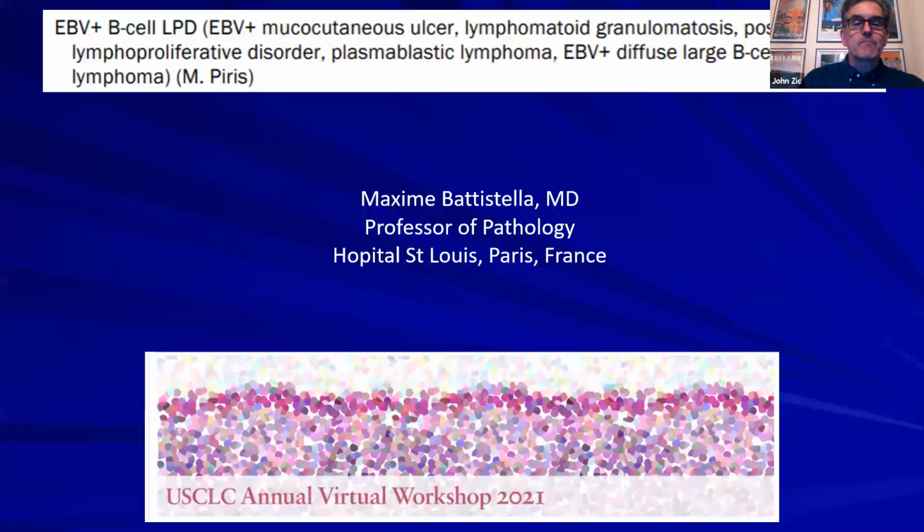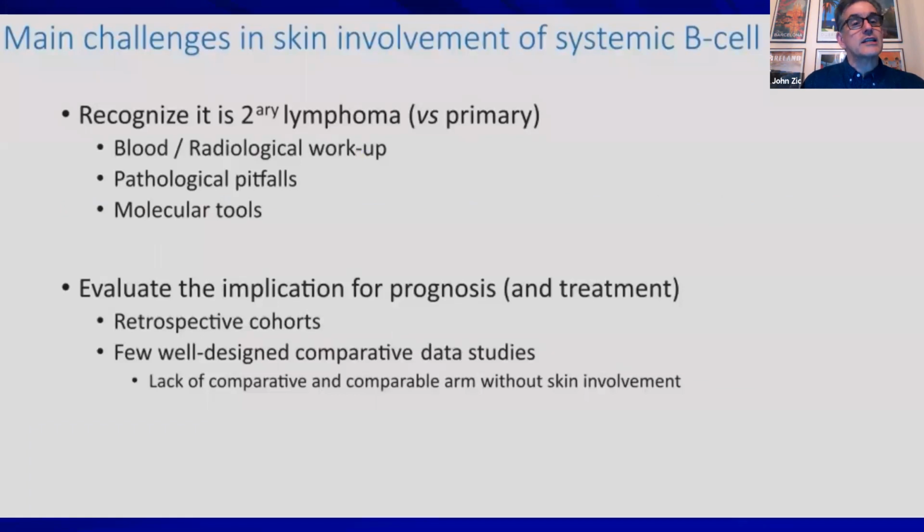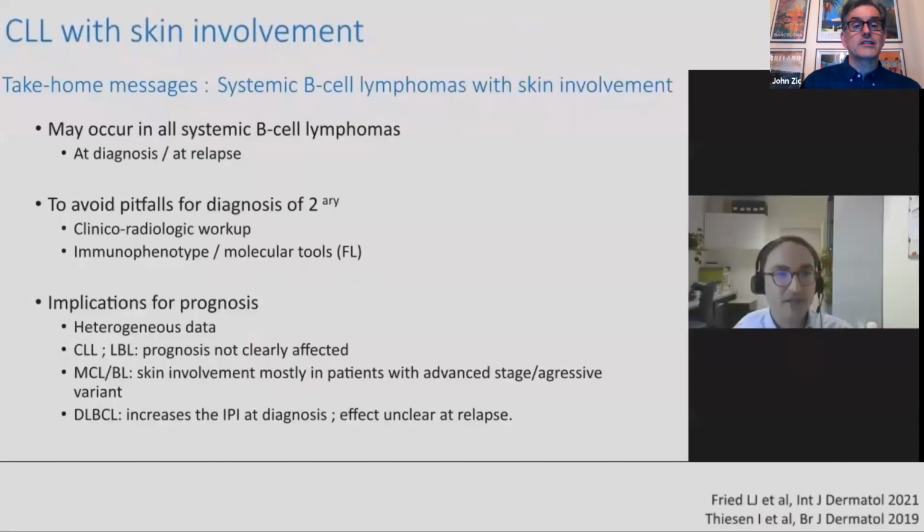And then finally, I'm going to talk very briefly about Maxime Battistella, who's professor of pathology at Hôpital Saint-Louis in Paris, France. And he talked about systemic B-cell lymphomas with skin involvement. And he said it's important to recognize secondary lymphomas. These are lymphomas that start in the lymph node and spread to the skin. And these were his take-home messages about avoiding pitfalls and things like that.